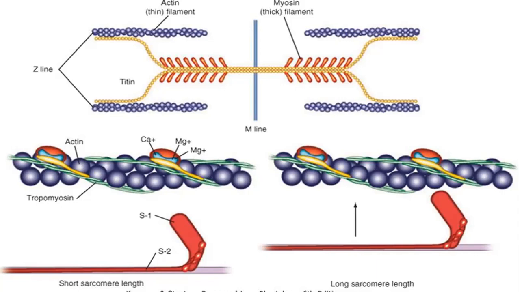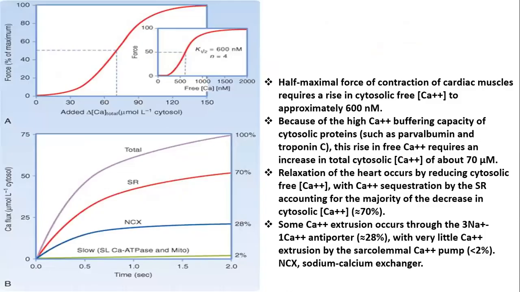Now, modulation of calcium influx through L-type calcium channels during an action potential can, however, provide the heart with a mechanism to alter cytosolic calcium and hence the force of contraction. A simple means of modulating the force of contraction of cardiac muscle in vitro is to vary extracellular calcium. You can see in this picture, the demonstration is given.